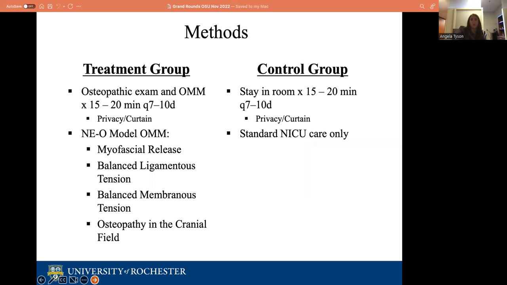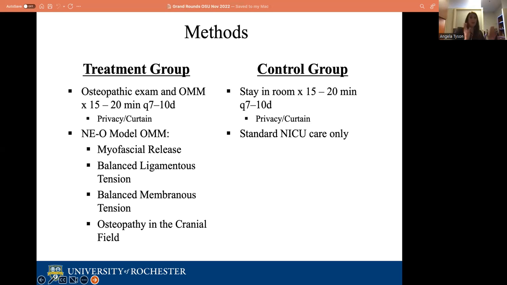And then what did I actually do? So the treatment group of babies receives osteopathic exams and manipulation for a maximum of 15 to 20 minutes every 7 to 10 days. We are very blessed that this study was incredibly easy to design because we have a curtain that draws right around our isolates in our NICU. So it is just me behind the curtain with the baby. The parents do not know, the nurses do not know, nobody knows except me, whether I am doing OMM on these babies or whether I'm just standing there staring at these babies, okay? So it is excellent for blinding because of the way our unit is designed.